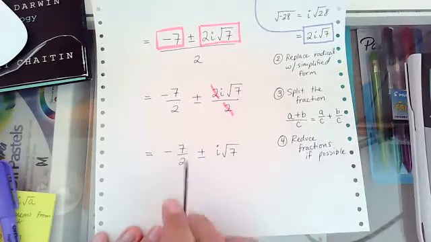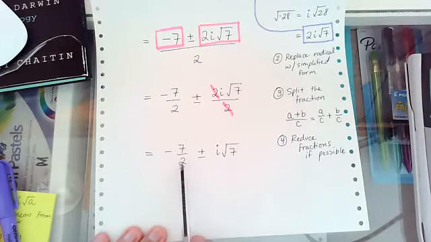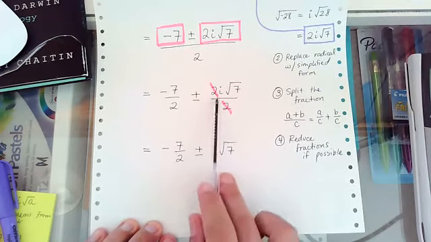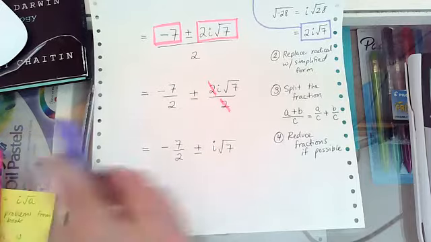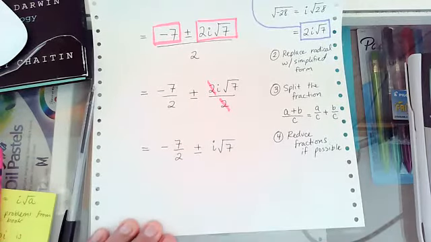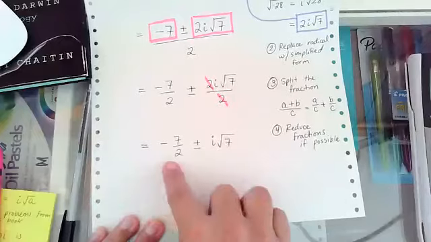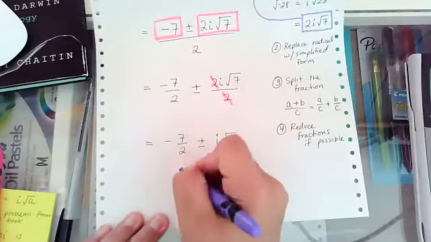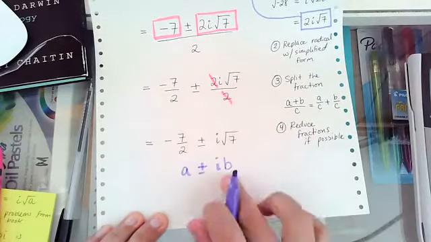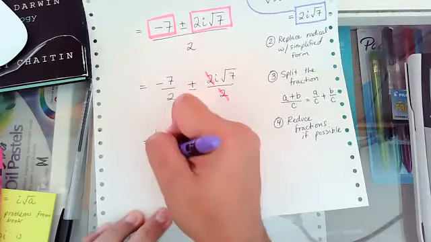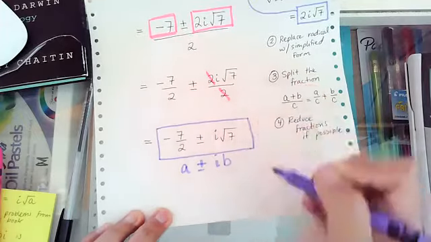Now, just to double check, this fraction cannot be reduced because 7 and 2 are mutually prime. That means they don't have any common factors. And then i root 7 can't be simplified anymore because 7 is prime, and so we cannot factorize and bring anything out of the radical expression. Okay, so since there's nothing else we can do to make this expression any simpler, this is your answer, and it's in the form a plus or minus bi. So this would be the solution.